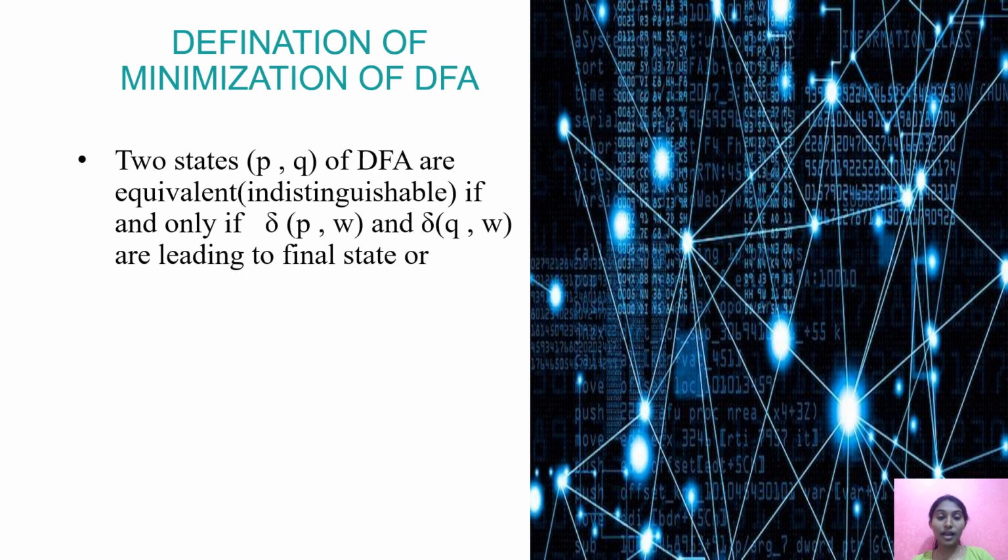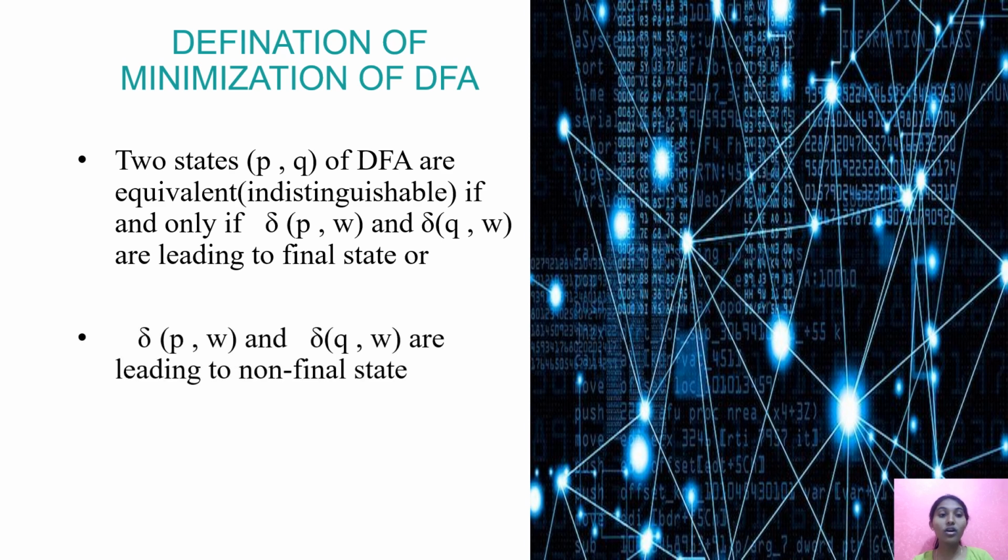Two states P and Q of a DFA are equivalent if and only if transition of P on W and transition of Q on W are leading to a final state, or transition of P on W and transition of Q on W are leading to a non-final state. The definition of minimization of DFA states that P and Q are two states. If one state is a final state and another state is a non-final state, if these two conditions are satisfied, then we can minimize the DFA.